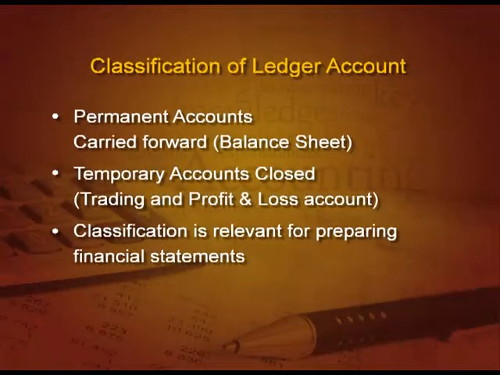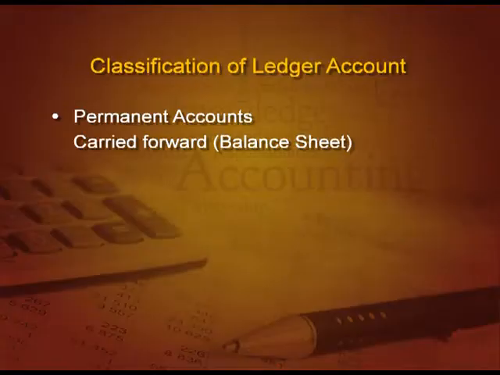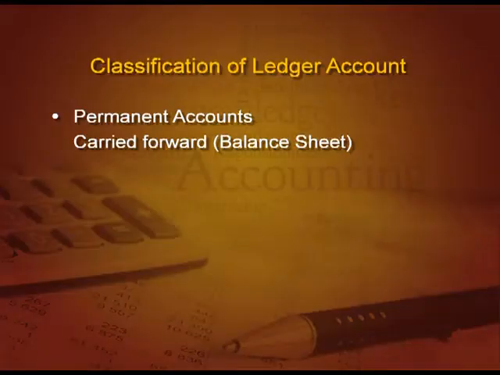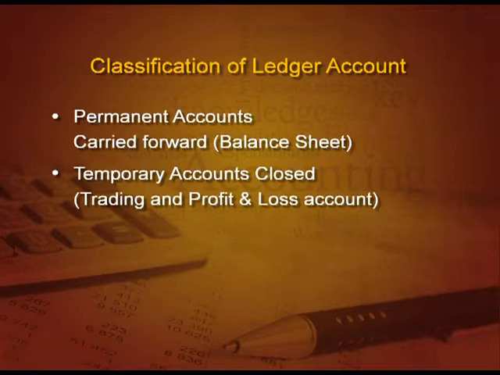Now, let us classify the ledger accounts. There are two types of account, permanent accounts and temporary accounts. Permanent accounts are those accounts which are carried forward in the balance sheet for the next period, whereas temporary accounts are those which are closed either in trading account or in profit and loss account.